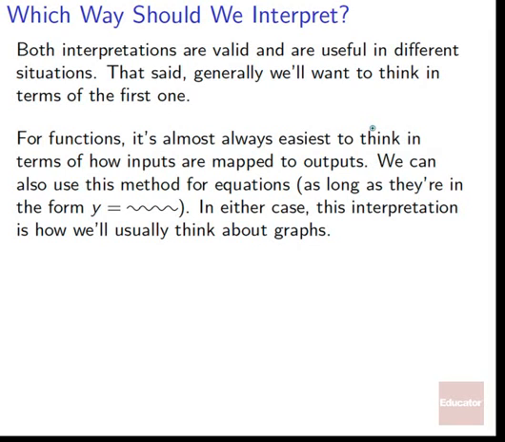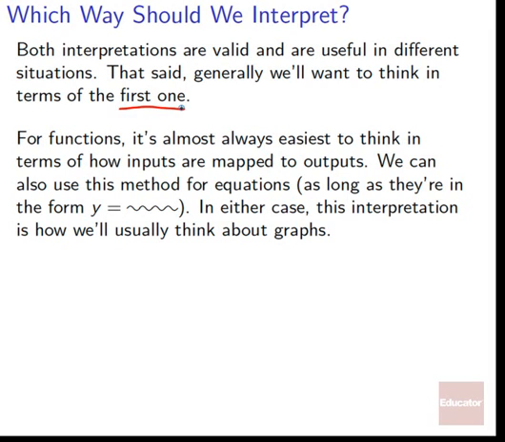That said, generally we're going to want to think in terms of the first one. For the most part, the first one's going to be the easier way to think about what a graph is telling us. For functions, it's almost always easiest to think in terms of how inputs are mapped to outputs. For equations, it's not always best, but we can normally use it as well.